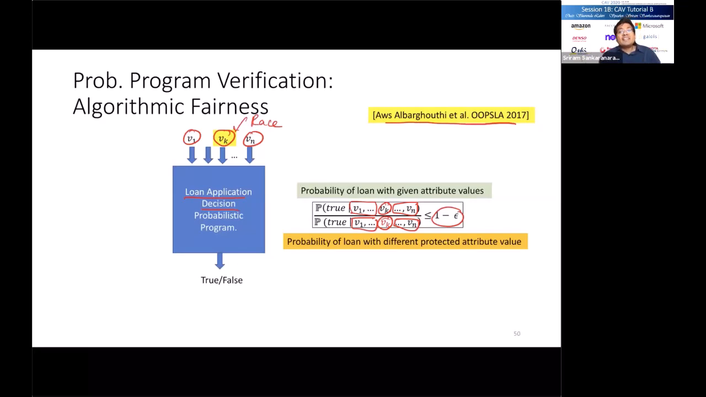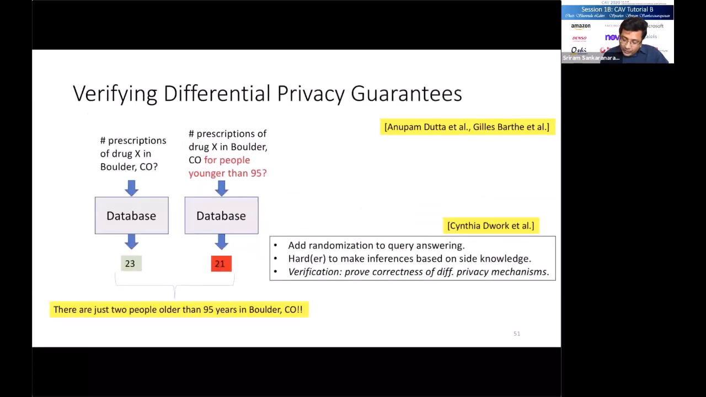In other words, the sensitivity of the program to race as a variable is small, is provably small. Okay, and so they had this nice paper where they showed an application of how you turn that into a verification problem and you solve the verification problem.